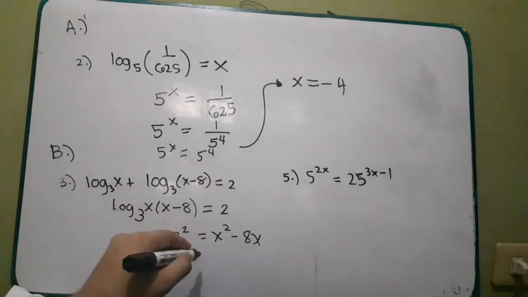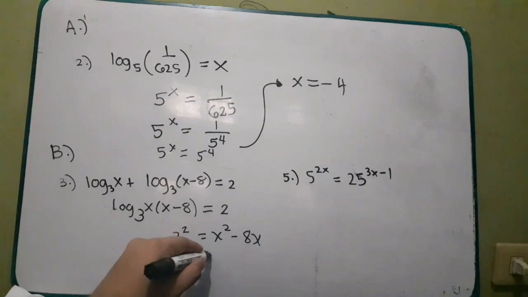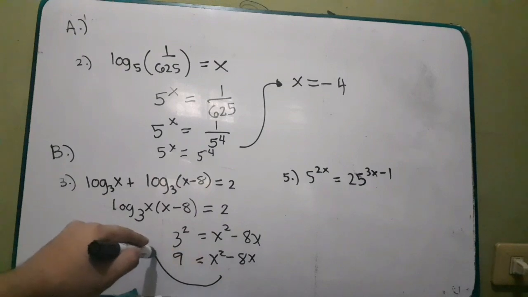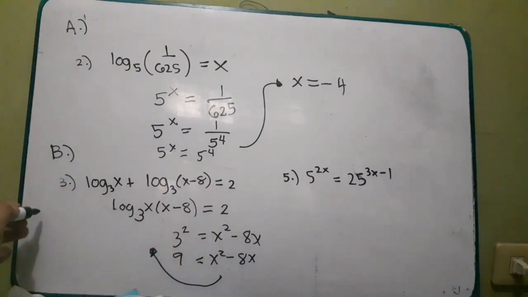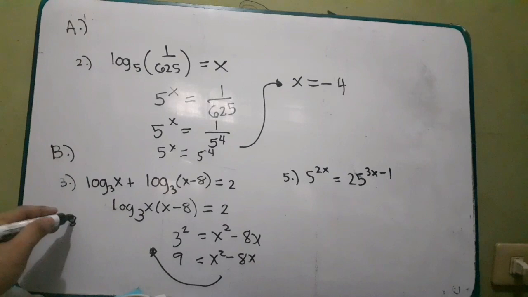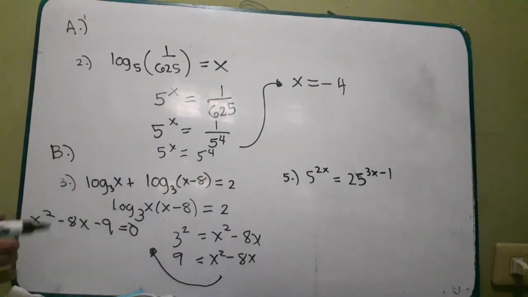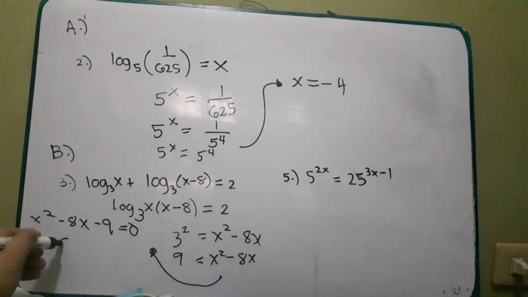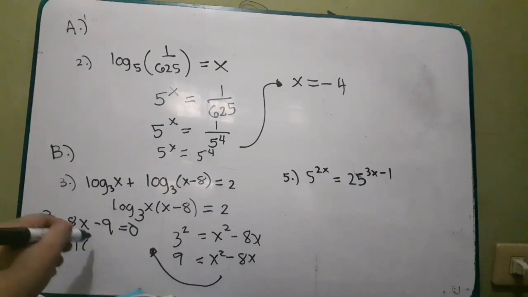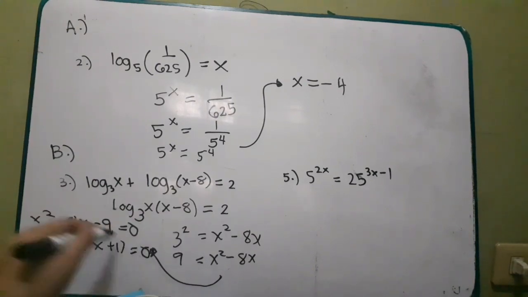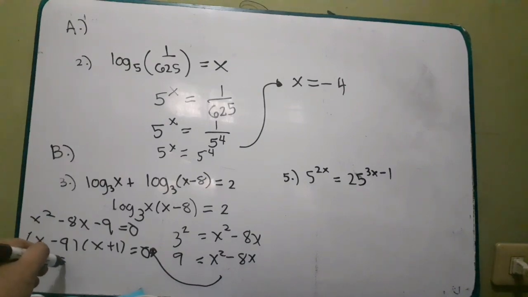And then it becomes 9 equals x squared minus 8x. And then simplify: x squared minus 8x minus 9 is equal to 0. Then factor, that would be x minus 9 and x plus 1 equal to 0. And then x is equal to 9, x is equal to negative 1. We have two values of x.